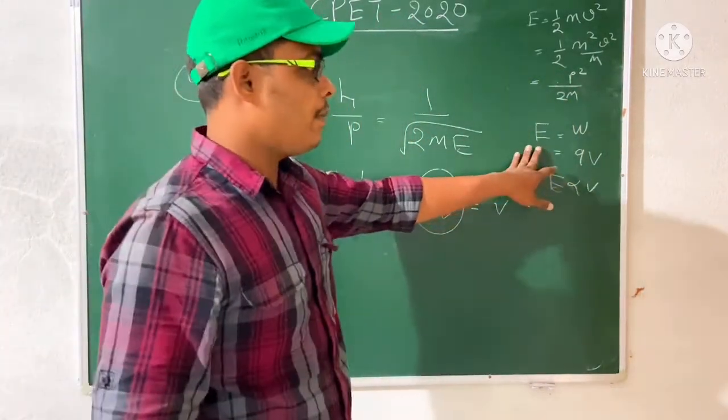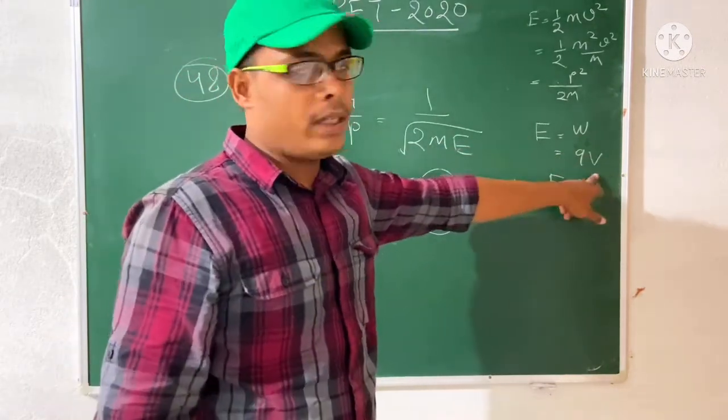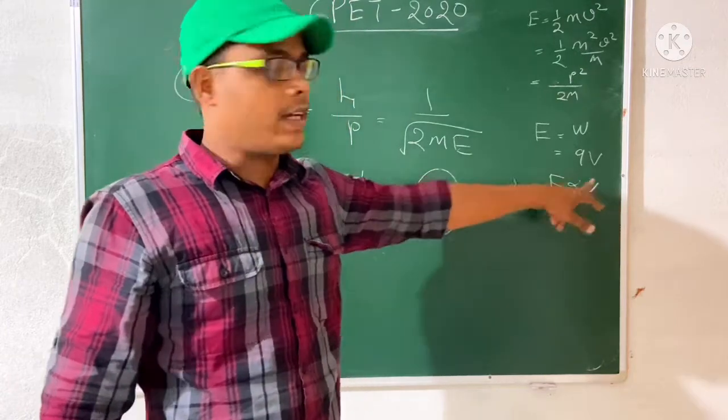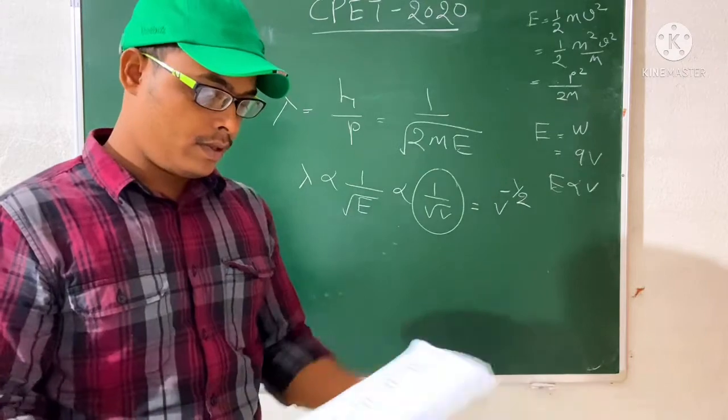And energy is a form of work. And work in electrostatics is qV, W equal to qV, because potential is required. So wherever we substitute V, we get V to the power minus half.